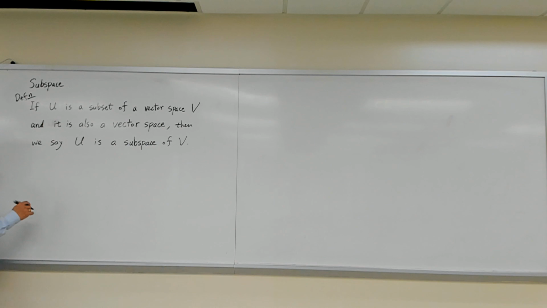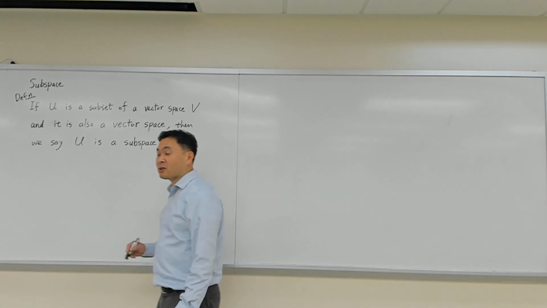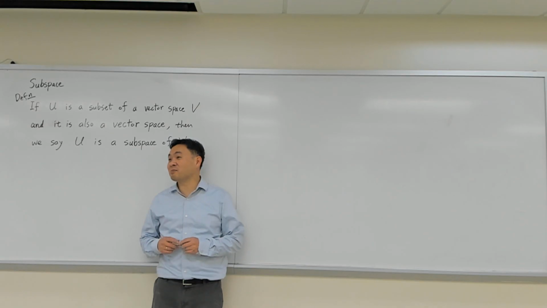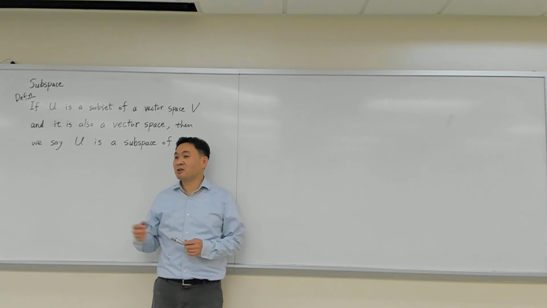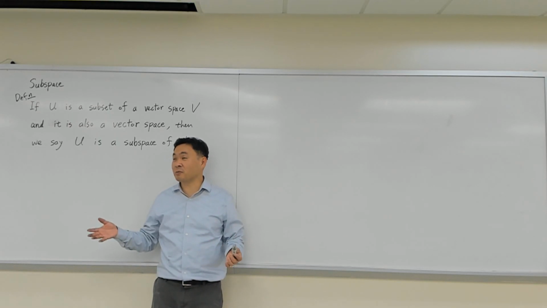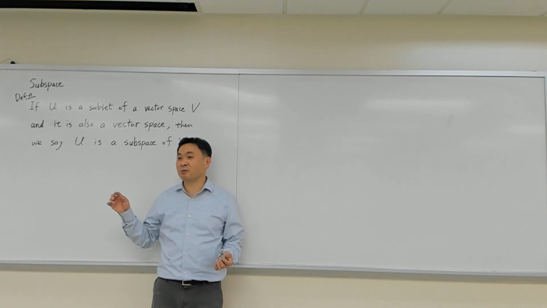Now, how many things do we have to check if such and such is a vector space? Eight. We have eight things that we have to check. Over a field, a set is a vector space if it has vector addition and scalar multiplication, and the addition had to satisfy what? Identity, inverse, associativity, commutativity, right?